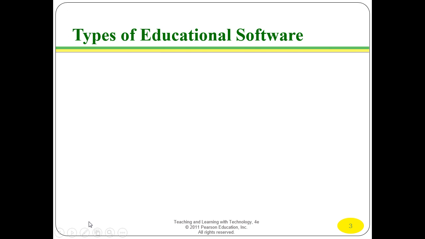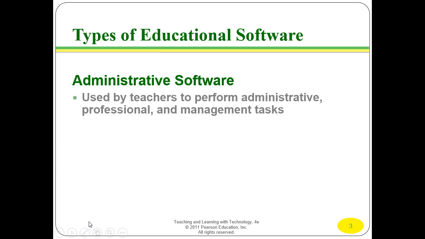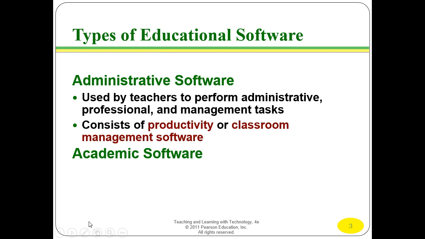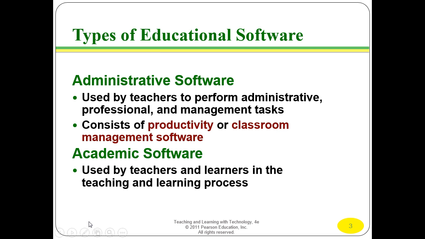What are some types of educational software? Well, one type is administrative software. This software is used by teachers to perform administrative, professional, and management tasks. Now, this software consists of productivity or classroom management software. And then we've got academic software. This is software used by teachers and learners in the teaching and learning process.